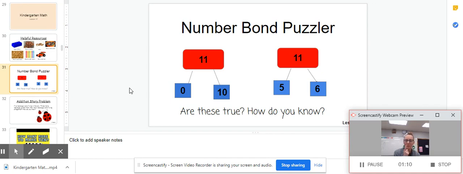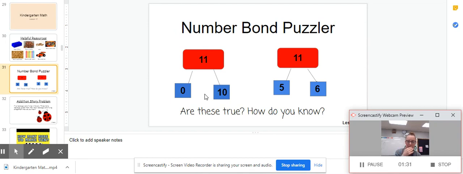So we're trying to think, what numbers make 11? What two smaller numbers can we put together to make that whole number? Well, let's see. If we're looking at the first one, we have the numbers 10 and 0. Do 10 and 0 make the number 11?